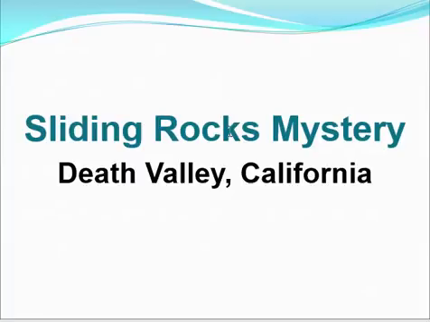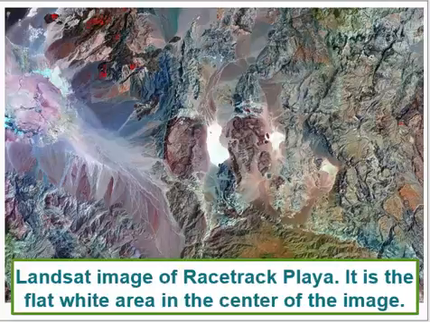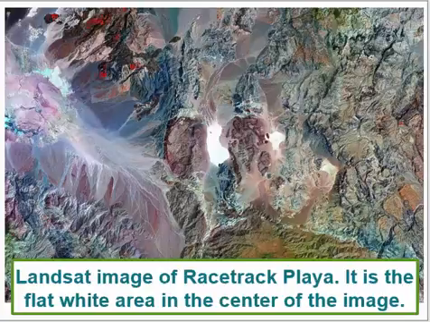Okay, so this takes place in Death Valley, California, and I'm just going to show you a quick. This is a Landsat image of Racetrack Playa, and this is the location of where it happens. If you look right in here, you can see that there's this little white area that's kind of in the middle of some mountains, and I'm going to show you what that looks like.